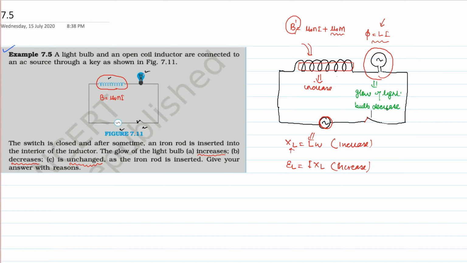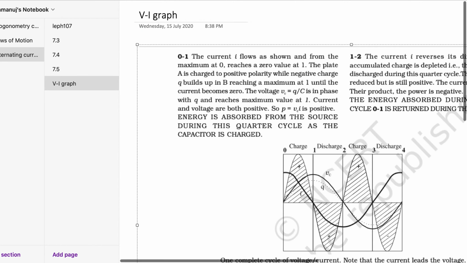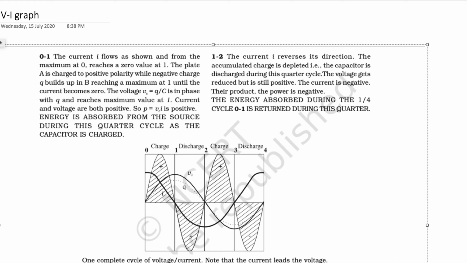All right. So this is all about this problem. Now we are left with the variation of current and voltage across the capacitor, as we have done already. So we will start discussing it in parts, because we have done most of it in the case of inductor also. Now see this waveform.